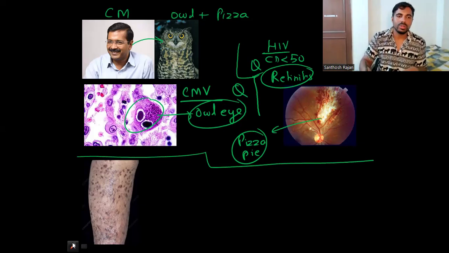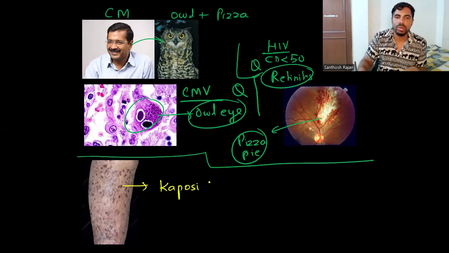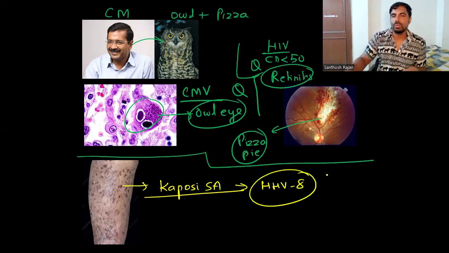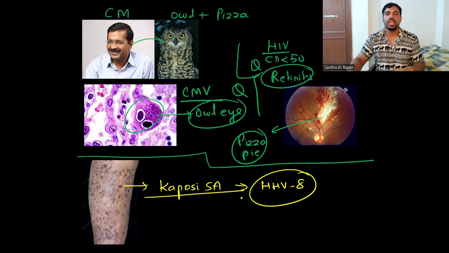Okay. Now what is this one? This is a vascular tumor, blue color vascular tumor. That is Kaposi sarcoma. Kaposi sarcoma, but they might ask you directly which virus is causing it. That is caused by HHV8. This is also causing primary effusion lymphoma. Not that much, but HHV8.